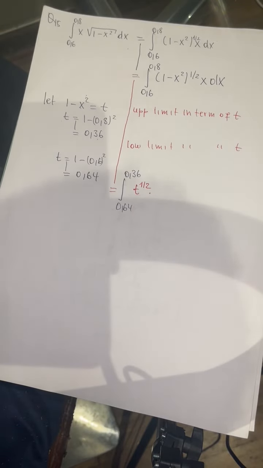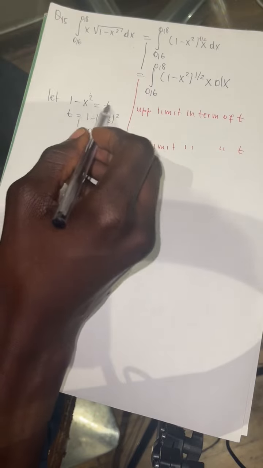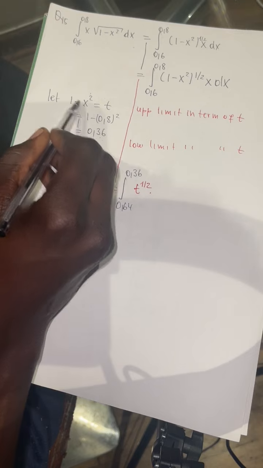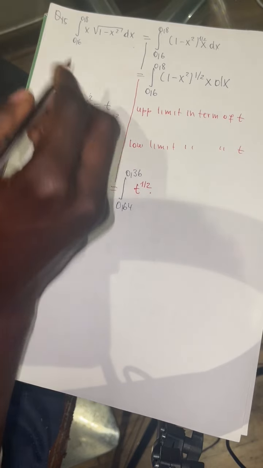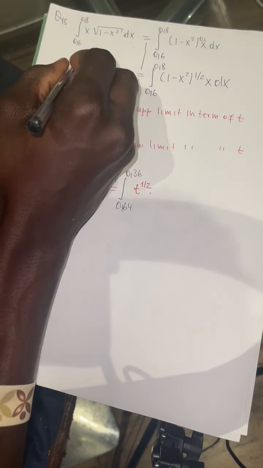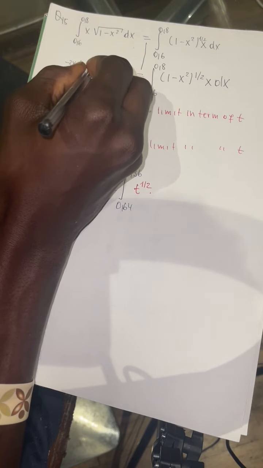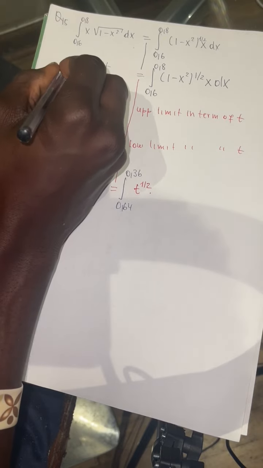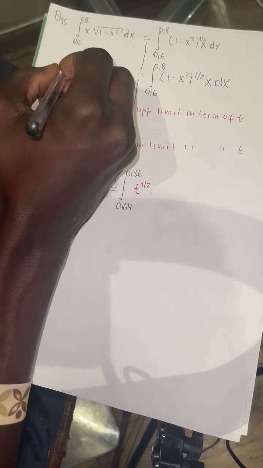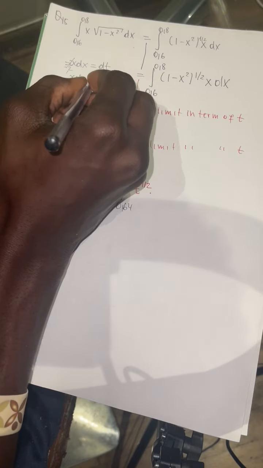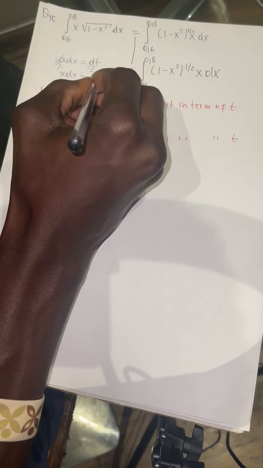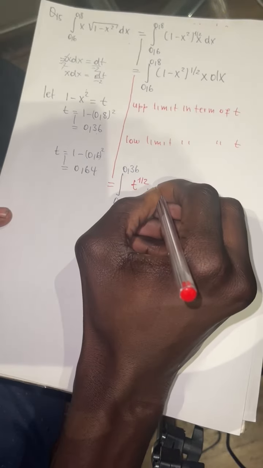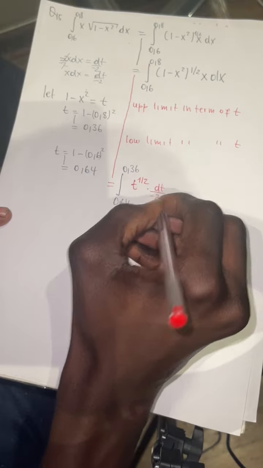So remember the derivative of this, so we found it. If you want, I can also do it again. The derivative of 1 with respect to x is 0. The derivative of x squared, we're just going to have minus 2x dx equal to dt. So we have minus 2 there. And we divide both sides by negative 2, so it's going to cancel. So x dx is just dt divided by negative 2. So this is exactly going to put a dt divided by negative 2.